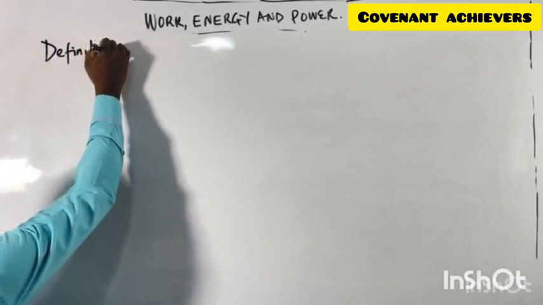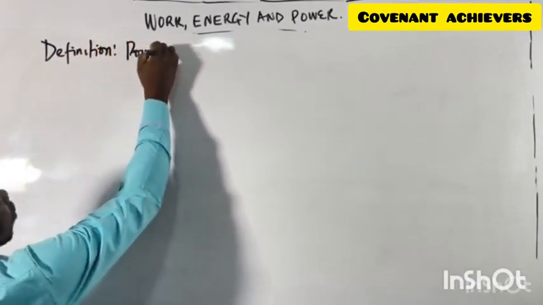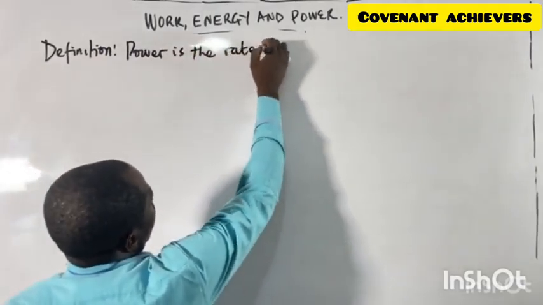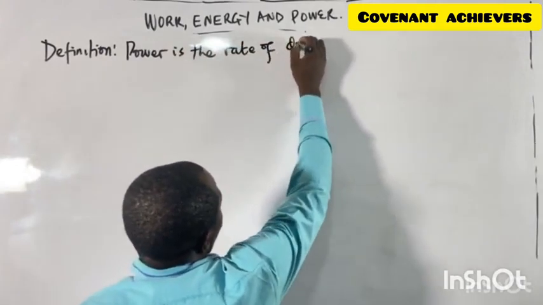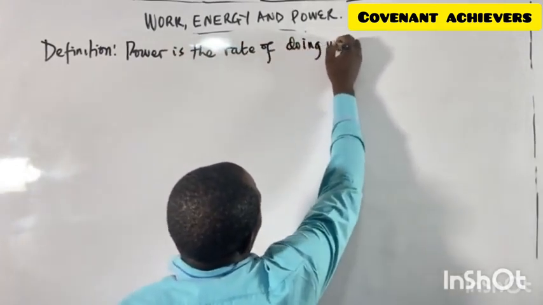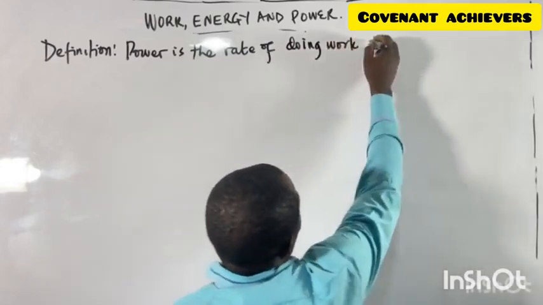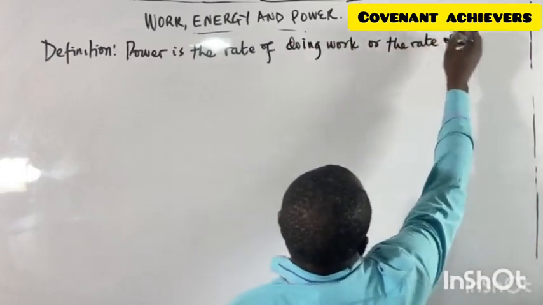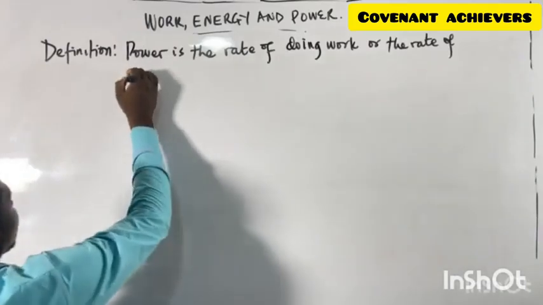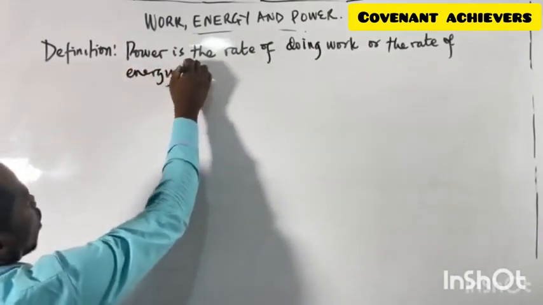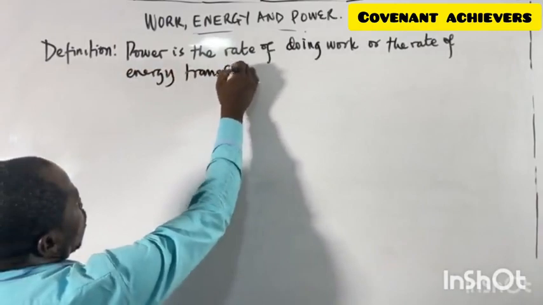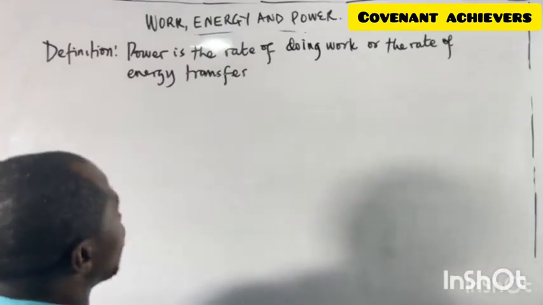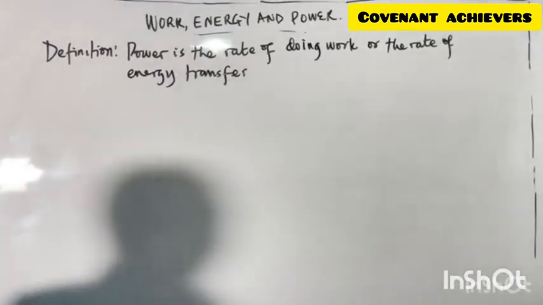Let's look at the definition. Power is the rate of doing work or the rate of energy transferred. The rate of doing work or the rate of energy transfer, and that is what power is all about.